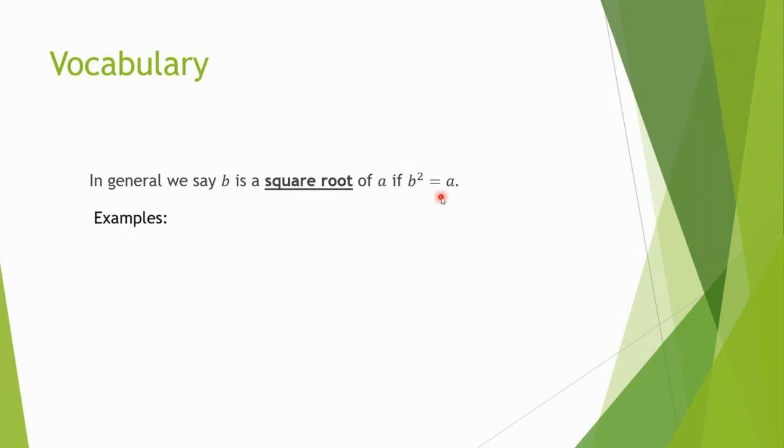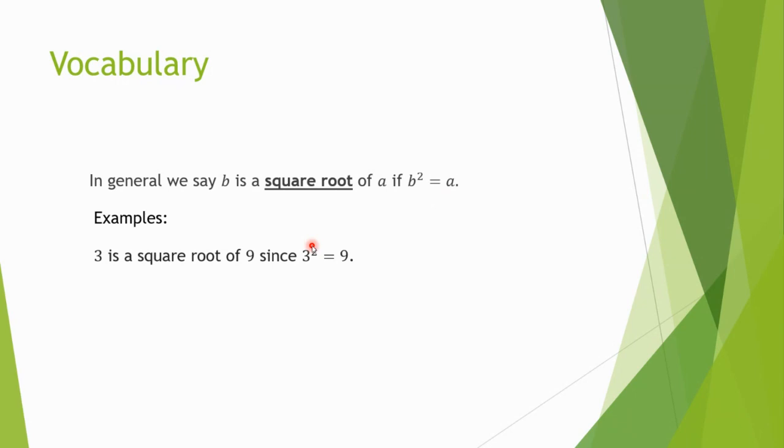So with anything in math, it's good to see some examples. Well, 3, for instance, is a square root of 9. And why is that? Well, 3 squared is 9, just direct calculation.